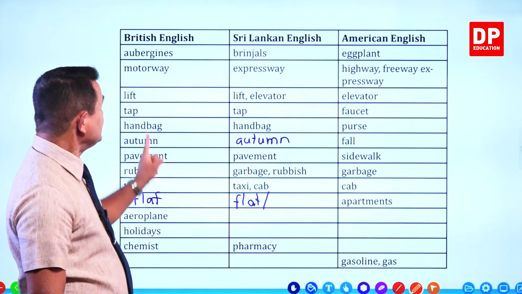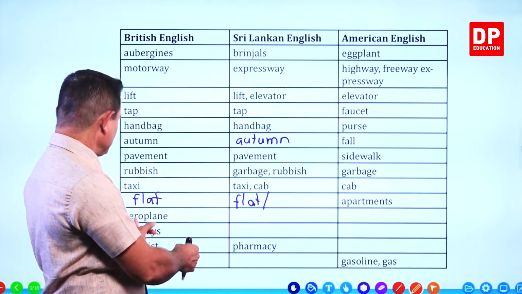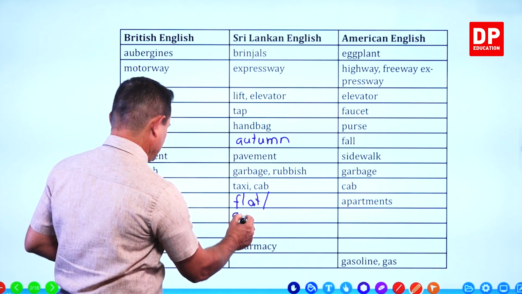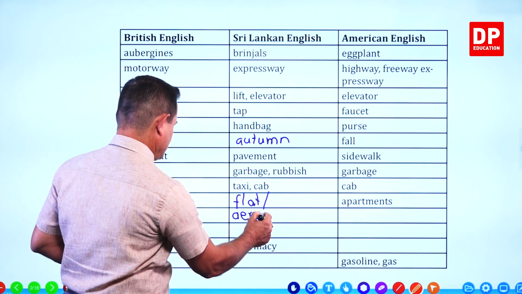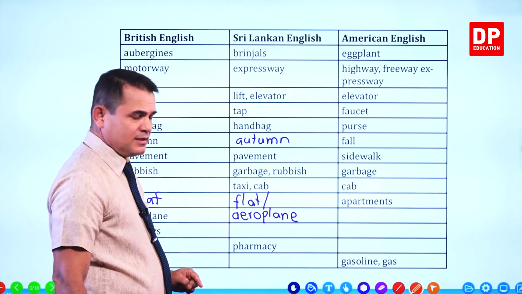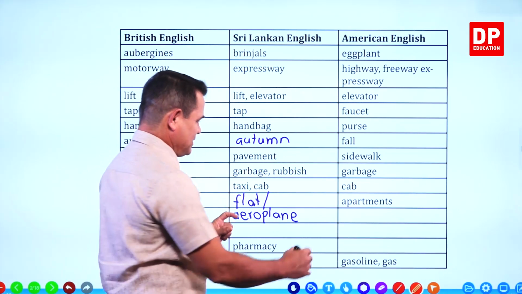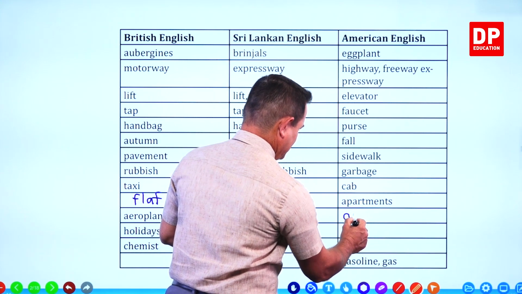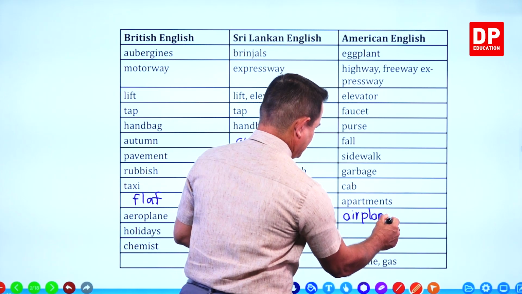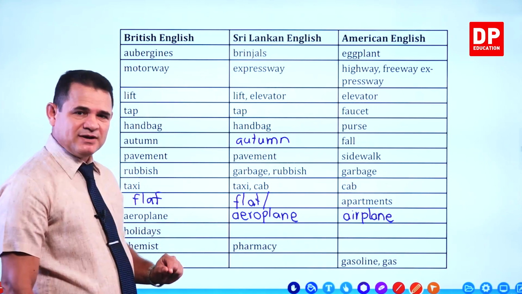And aeroplane, that is British. Then Sri Lankans, we mostly use, of course, the British word. So aeroplane. But for that, Americans use a little different one, airplane. A little different, right? So we use British one.